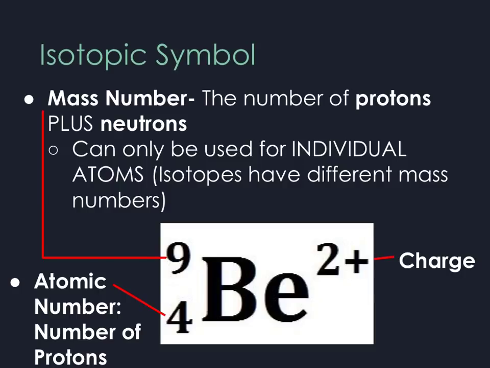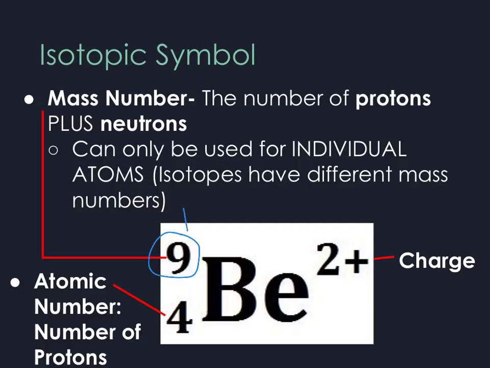So to keep all of this straight, so that we don't get it all mixed up, we have all these fancy symbols, and this is called an isotopic symbol, because you can use it for an isotope. An isotopic symbol, and this symbol contains 3 pieces of information. Well, 4 if you include the chemical symbol, the Be for beryllium. The first one that I want you to notice here on the left is your mass number.